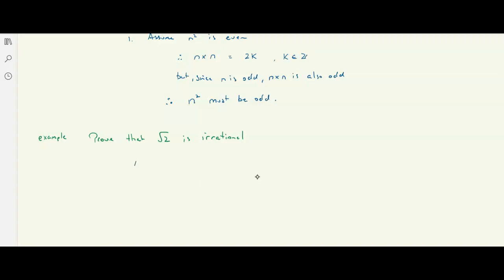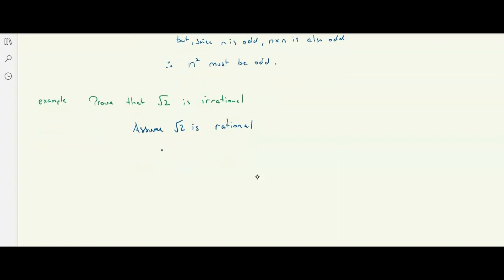We're going to say assume square root of 2 is rational. Because what we know is that square root of 2 is actually irrational, like pi, like e. It's going to go on forever as a decimal that doesn't have any pattern to it. It can't be written as a fraction. It's an irrational number. But we're going to assume it's rational, and we're going to show how this thing breaks down. So assume root 2 is rational.